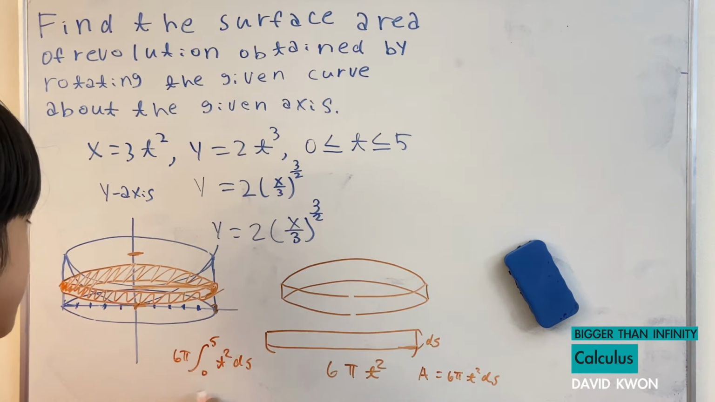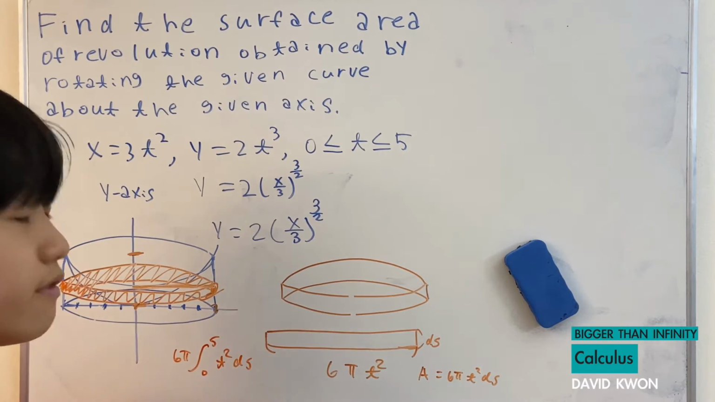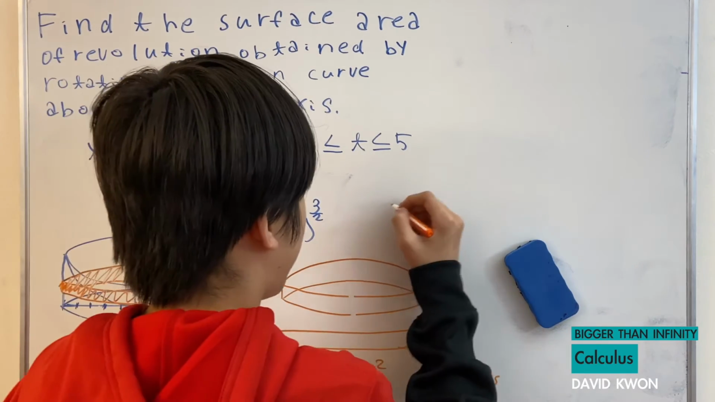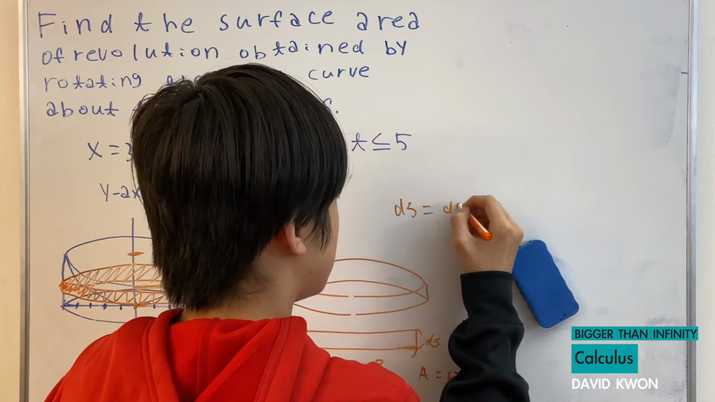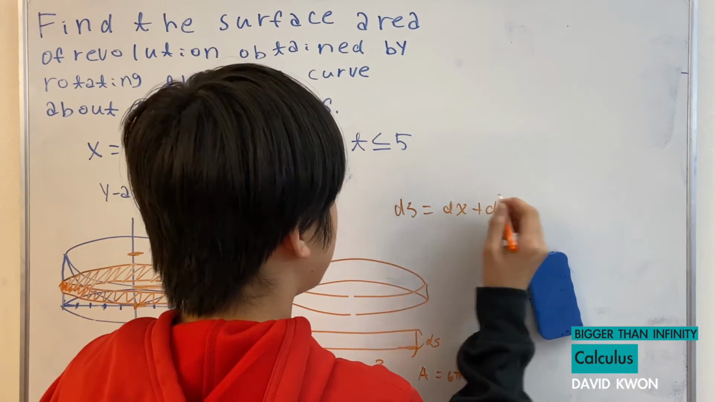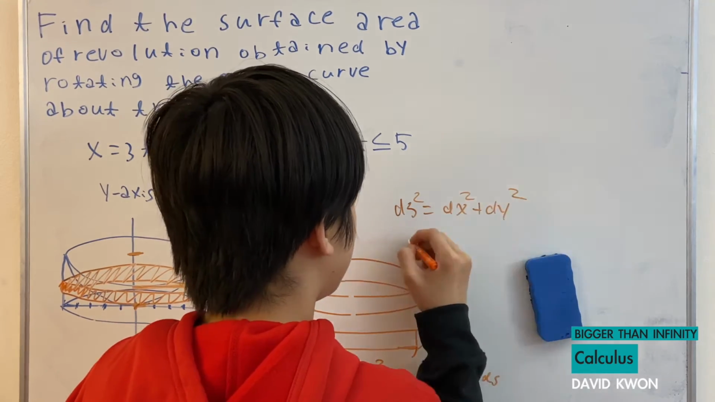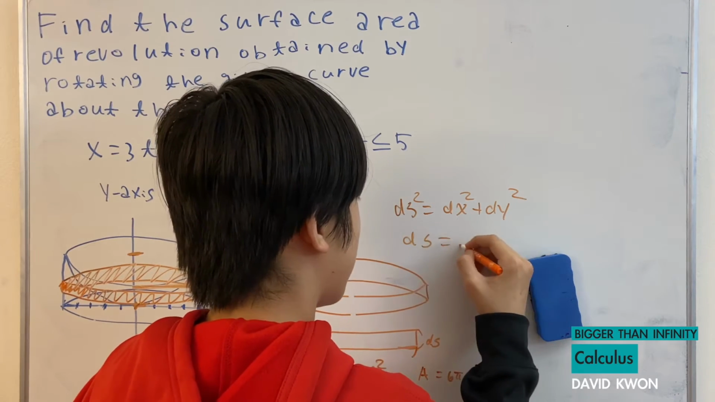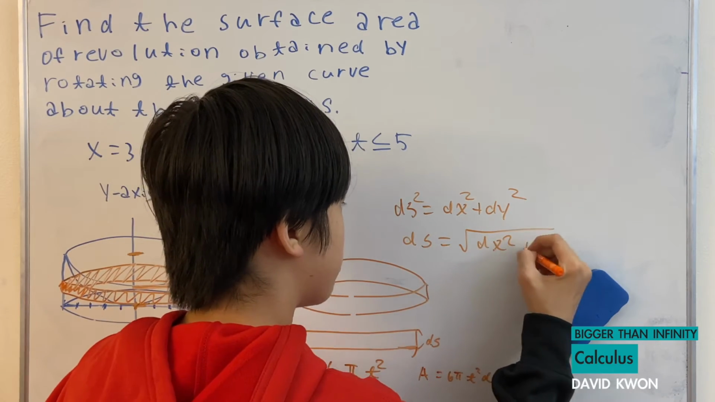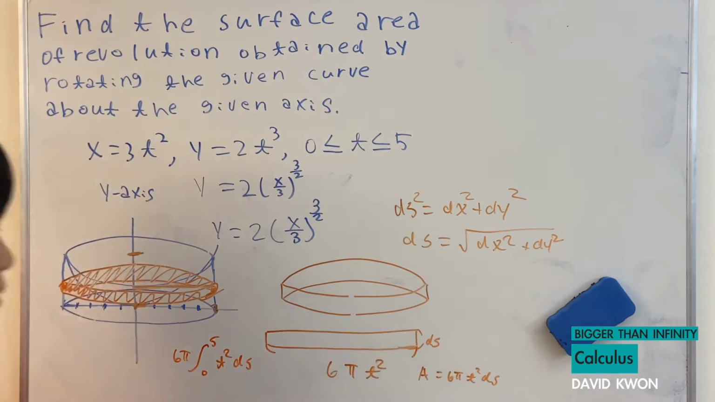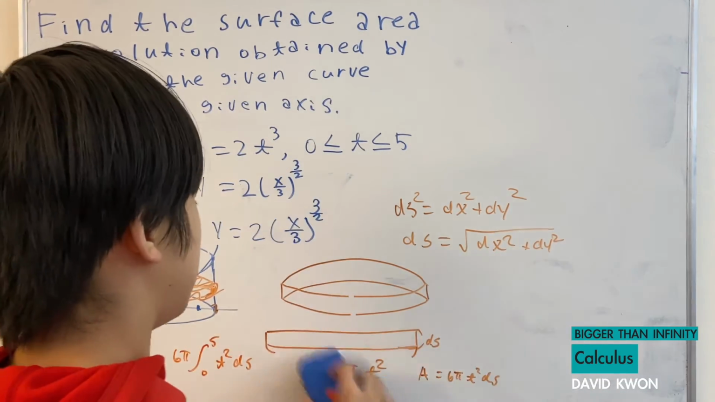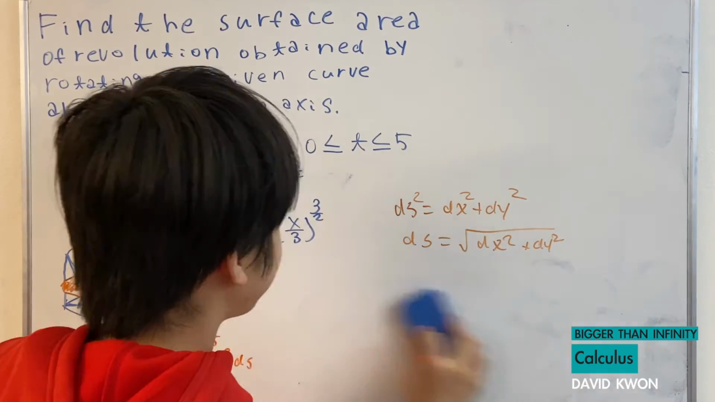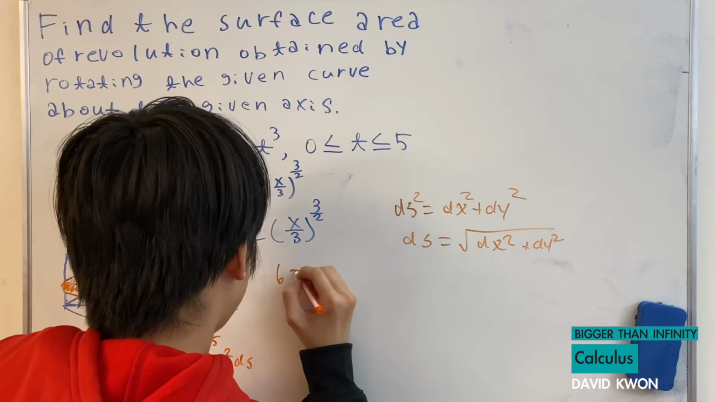So now let's solve this. What is ds? From our previous video, we know that ds is equal to dx plus dy. Actually, it is squared. And when I square root each side, I get the square root of dx squared plus dy squared. So let's put it in here. We need more room, so I will erase all of this right here. So we have a new equation that we will solve for.